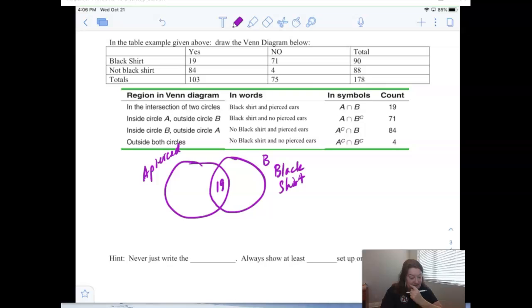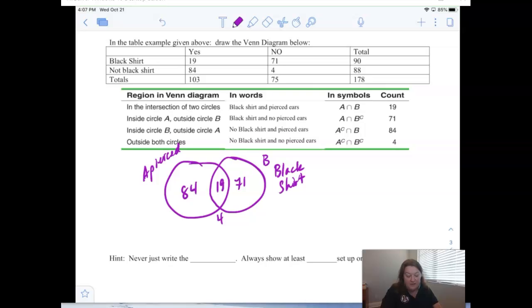Okay, so I'm filling in the other ones that were pierced ears, but not the 19, that was 71. No. If I want all the pierced ears, that's 84. And then if I want all the black shirts, that's going to be the 19 and the 71. And then remember, we're going to have the little 4 on the outside.